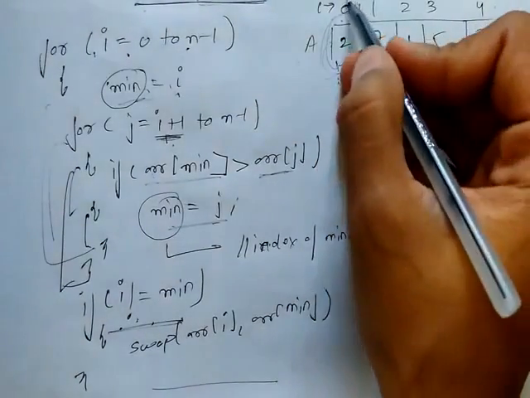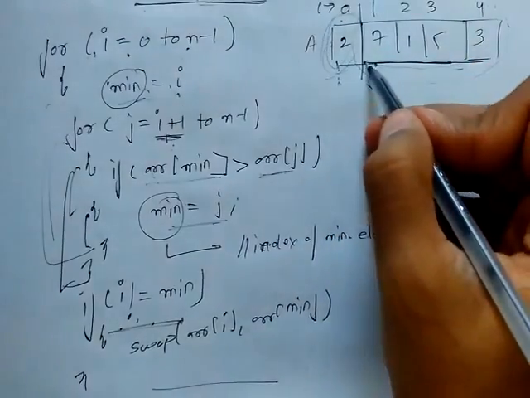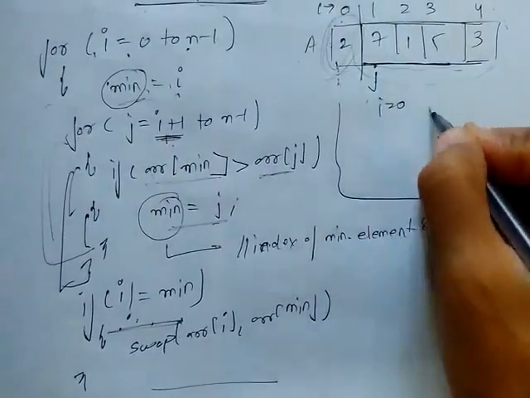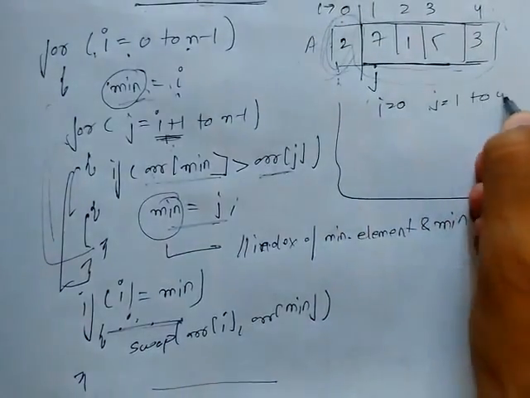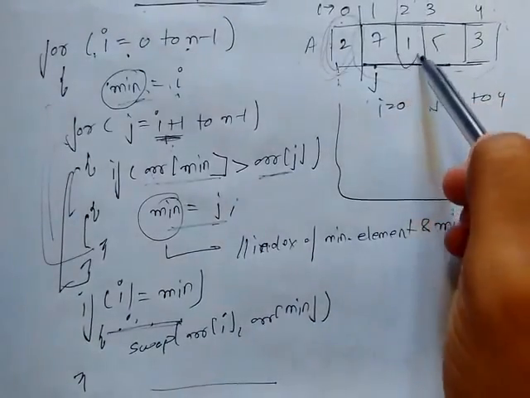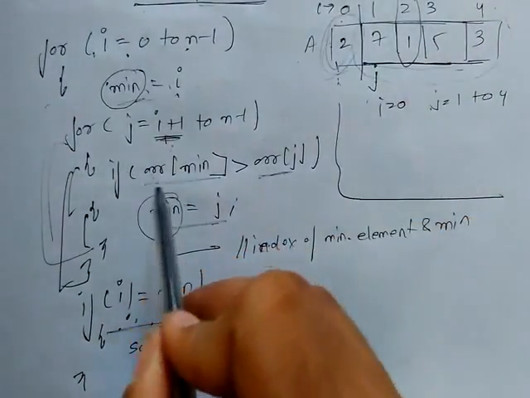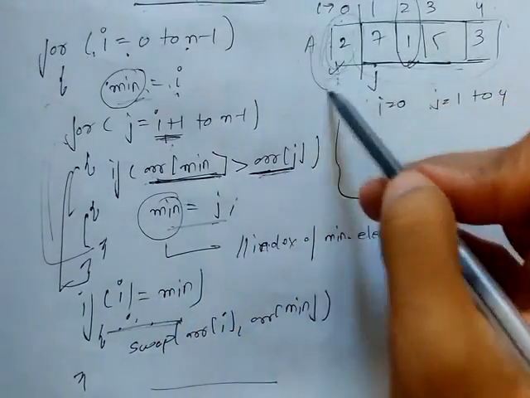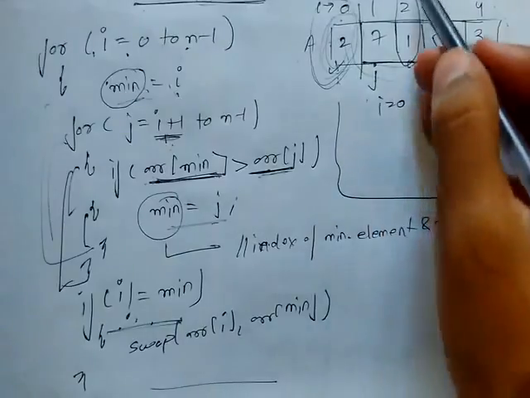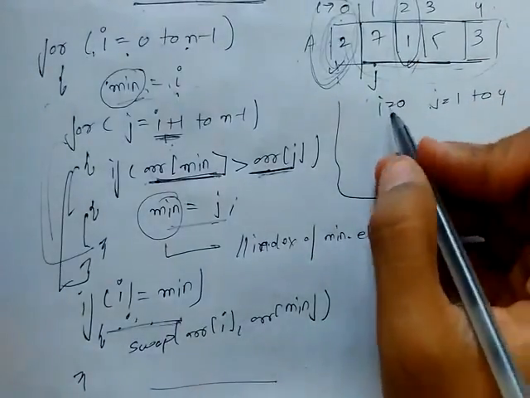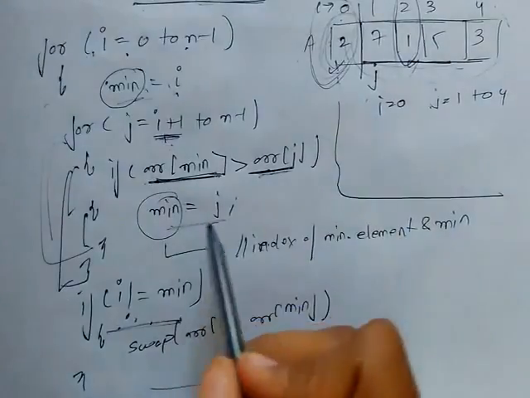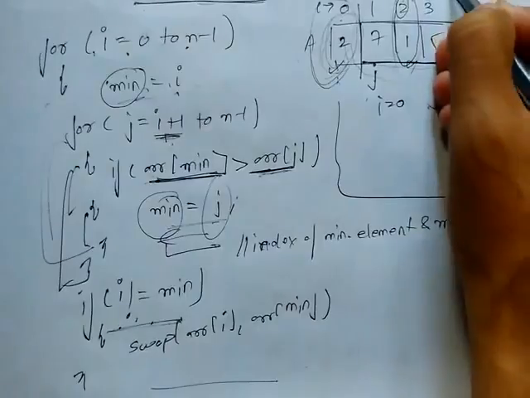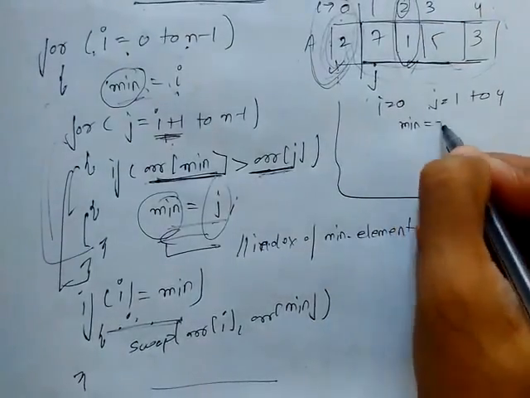So let's consider now in this subarray we are having i as 0 and j from 1 to 4. For i equal to 0, j will go from 1 to 4, and we see at j equal to 2, array at minimum is greater than array at j. So my j will be assigned to minimum. So my minimum will become 2. So 2 is my minimum.